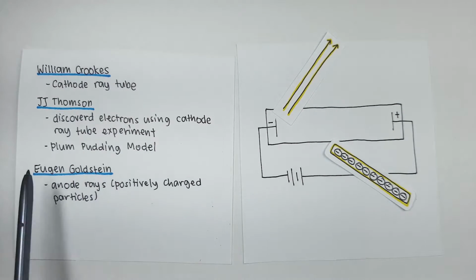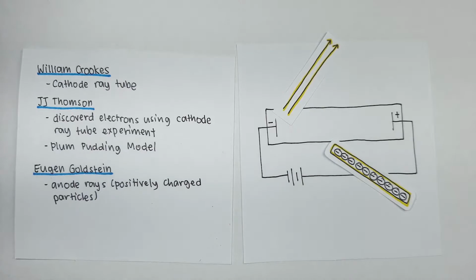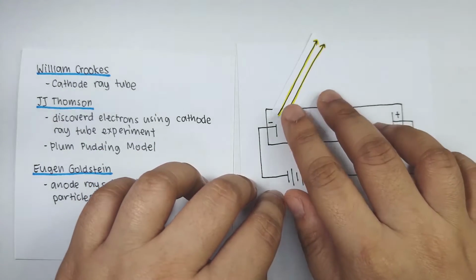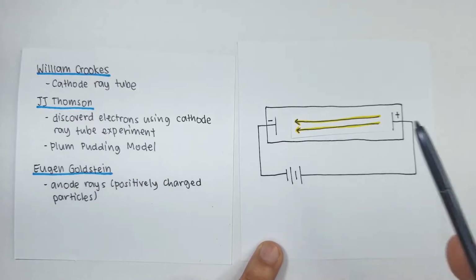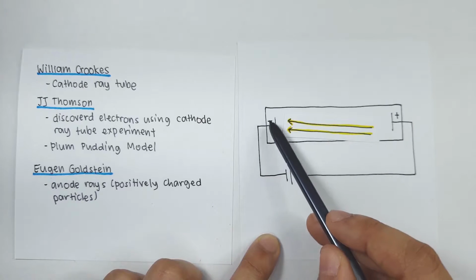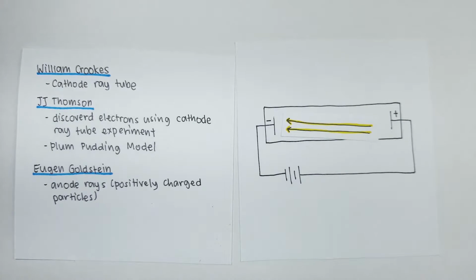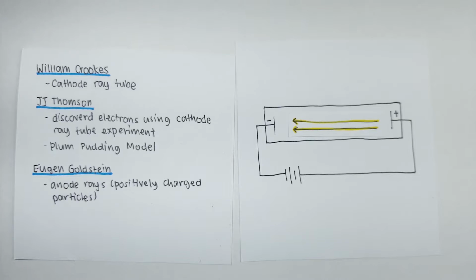So, si Eugene Goldstein, he performed the same experiment, pero dahil very observant siya, na-realize niya na may ray of light din na galing from anode papuntang cathode. So, from anode to cathode. Hence, tawag niya doon anode rays. So, yung anode ray are positively charged particles and may consist of many other particles aside sa protons. So, isa yan sa mga reasons kung bakit hindi si Goldstein ang tinawag na discoverer of protons.